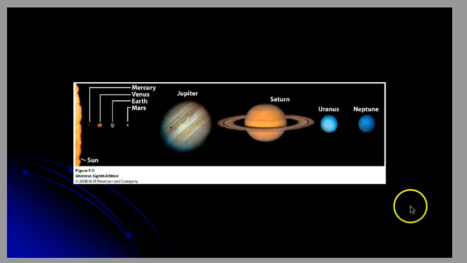If we're going to try and look at relative sizes, now these distances are nowhere close to correct, but if you look at relative sizes, you can see Jupiter is by far the largest. Saturn in some ways looks larger, but that's because of its rings, but it's a good bit smaller than Jupiter, than Uranus and Neptune.